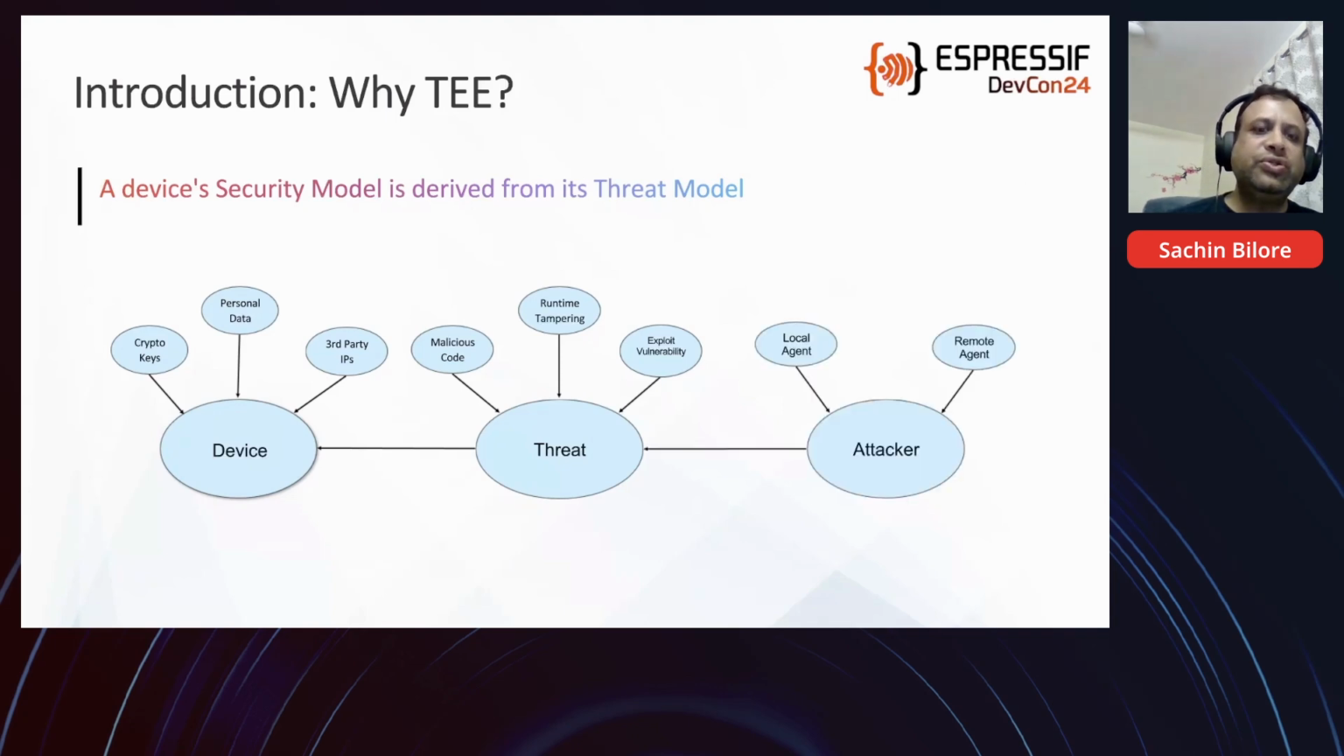Threat to these assets also depends on the kind of attacker, their motivations, and their capabilities. So we also consider here local agents who have physical access to the device, or remote agents who have access to the device network. So here is a simple device threat model we have, which helps us to identify the security sensitive assets on the device and potential threats to those assets.